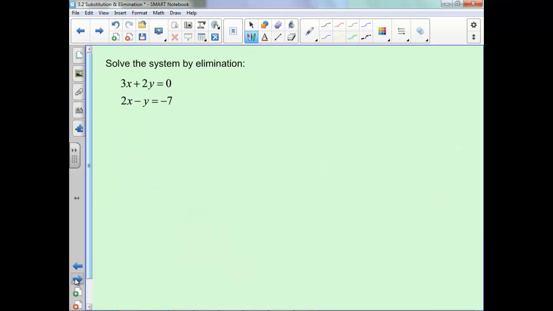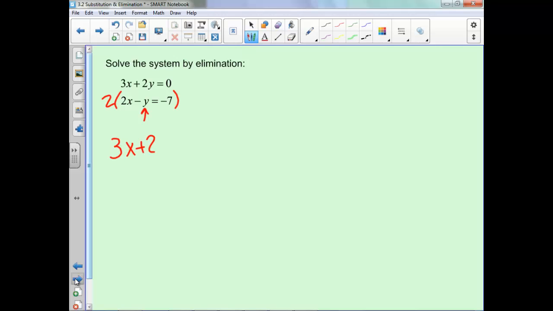Now notice, none of our coefficients are the same. And so what we need to do is multiply one of the equations by a number, or both of the equations by a number, to get our coefficients to be the same number, one positive, one negative. So notice we could multiply the second equation by 2, and then we'll get our y's to match up.